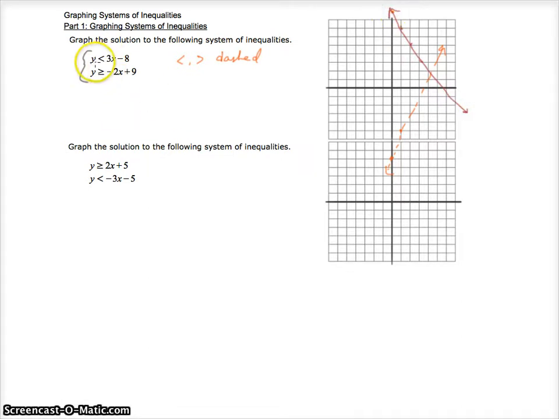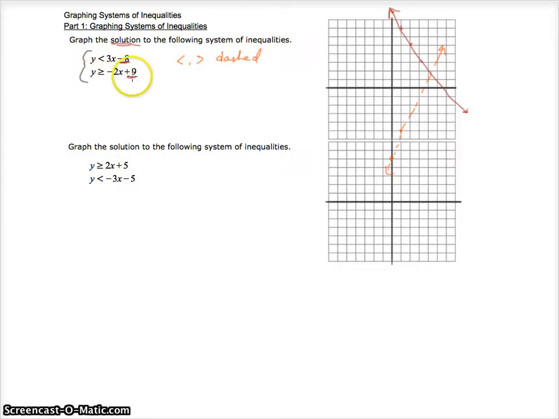Now I need to graph the following system of inequalities. And the solution to systems are where the shading happens. So I also have to shade these. And so when I look at this, I want to look at where y is less than negative 8, and where y is greater than positive 9.